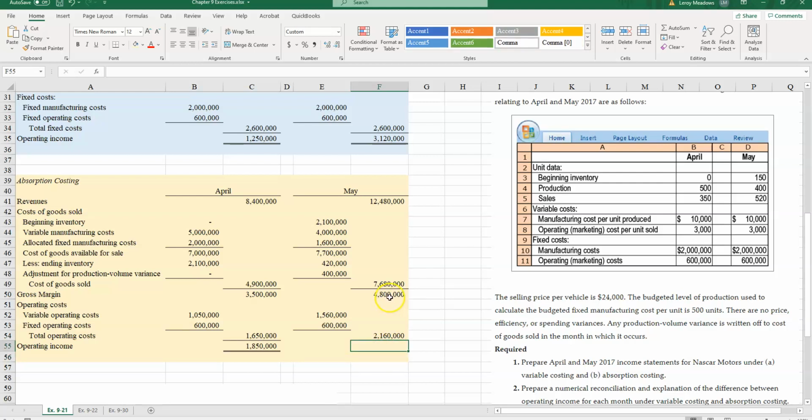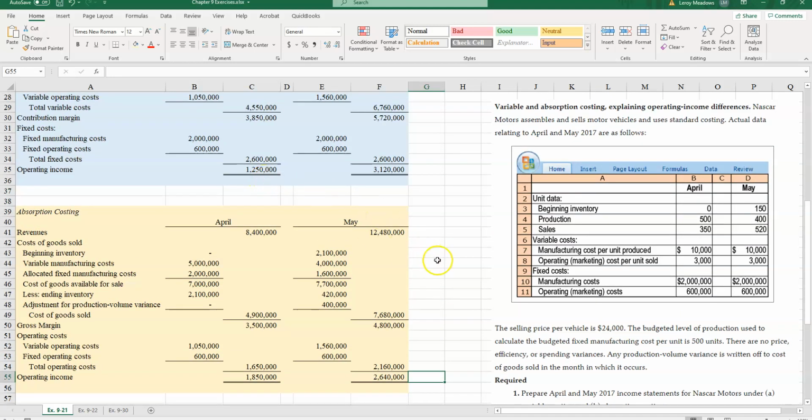So now how do I compute operating income under absorption costing? I'm simply going to take my gross margin, which is $4,800,000, and subtract from that my total operating costs, and then I have operating income under absorption costing of $2,640,000.